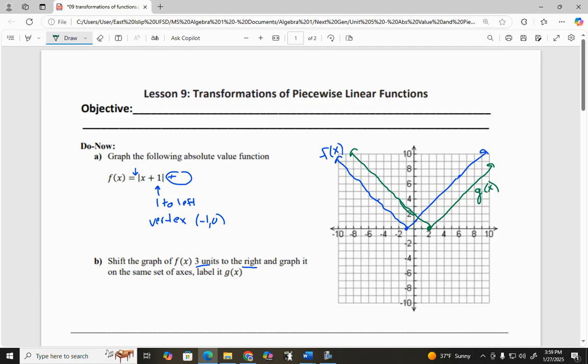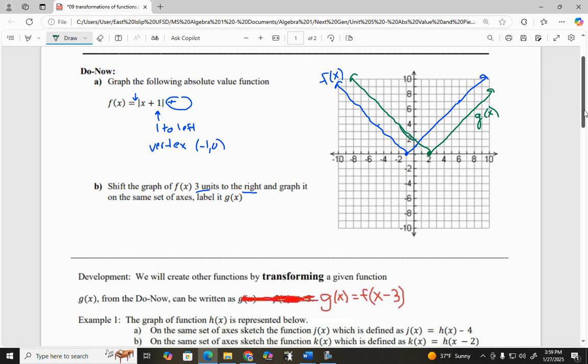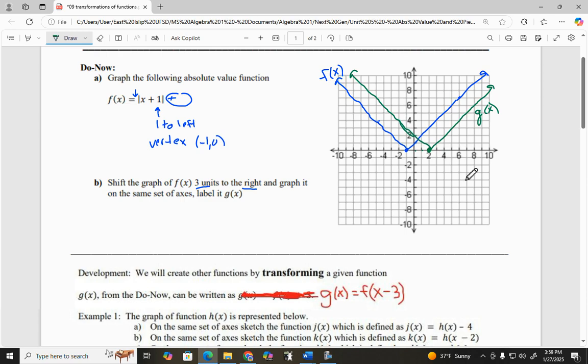So that's like review of our shifting of absolute value functions. All functions actually shift the same way. So it says down here that we call it transforming. To transform means to change. And in a do now, g of x really was function f, but 3 to the right. So remember, our right-left shifts are something inside parentheses, where our up-down shifts would be something added outside parentheses. And if there was something multiplied in front, that would make it more narrow or wide.